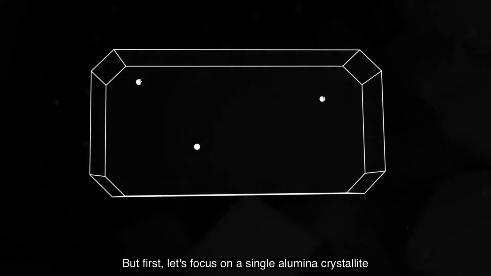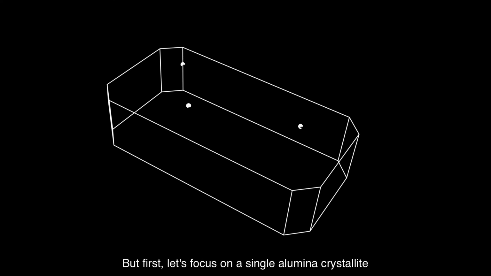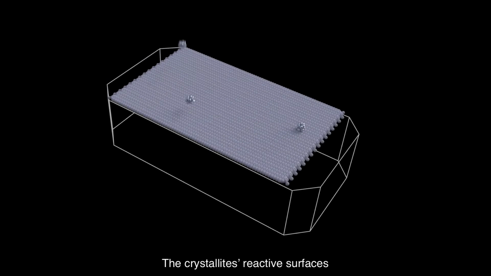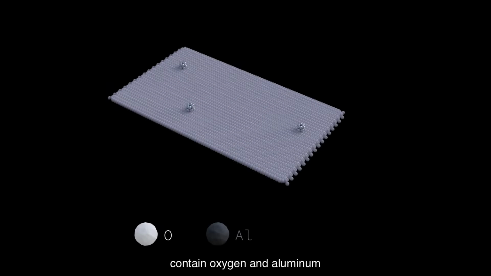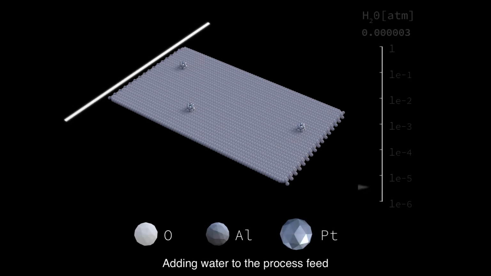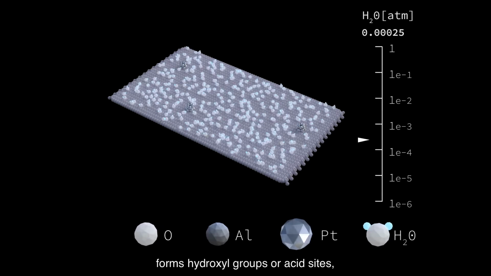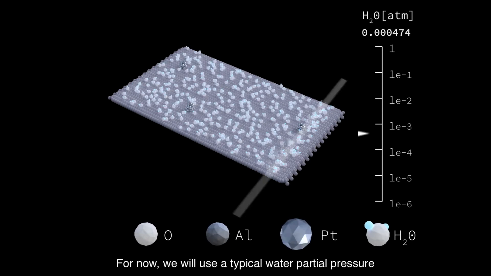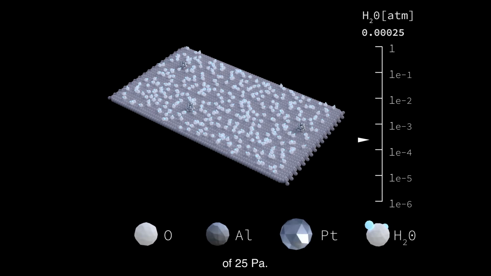But first, let's focus on a single alumina crystallite. Measuring roughly 20 by 10 by 5 nanometers, the crystallite's reactive surfaces contain oxygen and aluminum and provide a platform for the platinum clusters. Adding water to the process feed forms hydroxyl groups, or acid sites, which increase logarithmically as the water concentration is increased. For now, we will use a typical water partial pressure of 25 pascals.